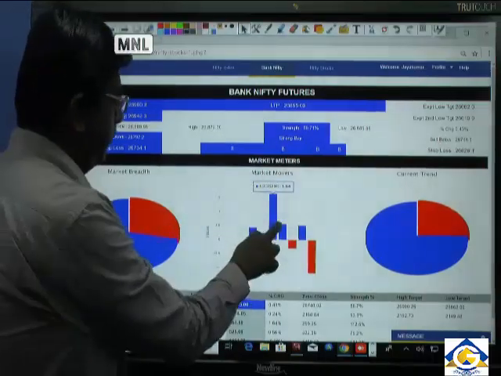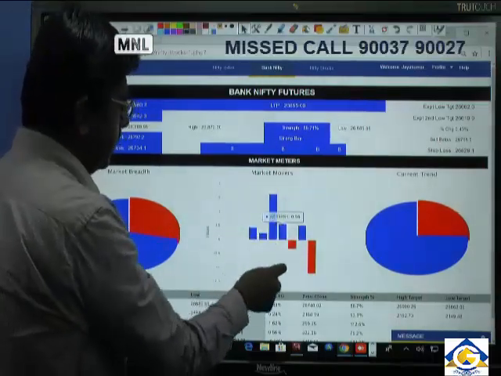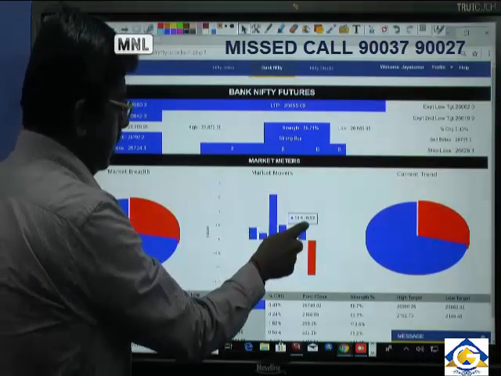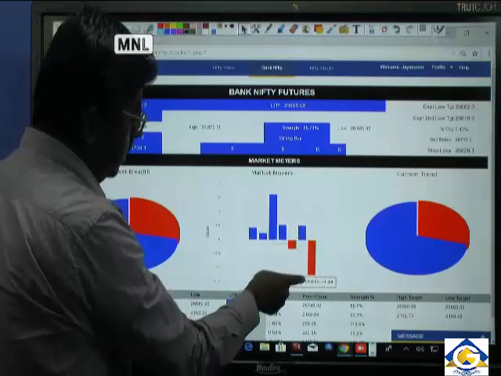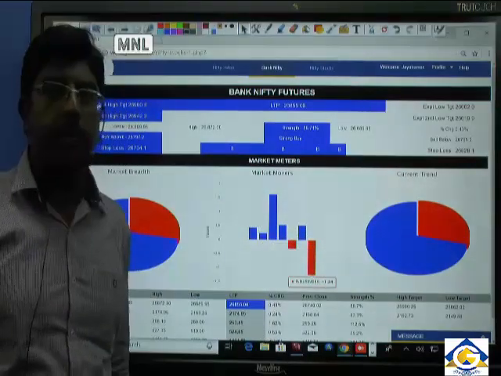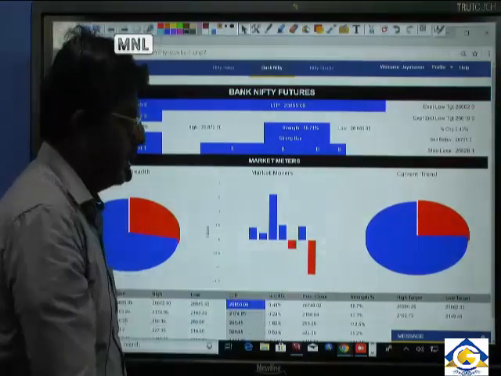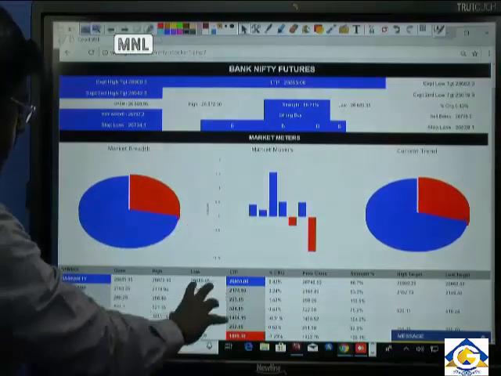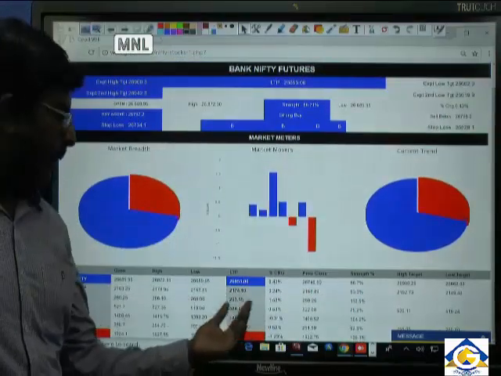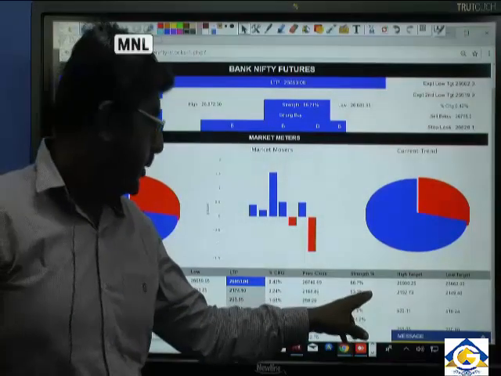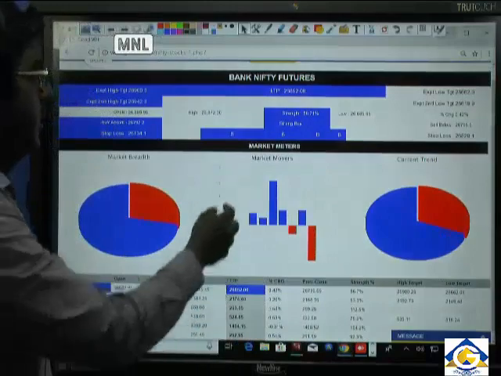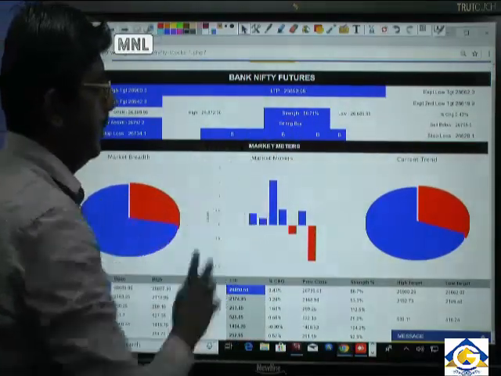So you can see which banks are moving the index up. ICICI Bank, Axis Bank, HDFC Bank, SBI. Which is pulling down, you can see IndusInd Bank. It is almost more than 1% down. If you scroll down, you can see the bank stocks in detail: the LTP, low, high, and the strength column. As I explained before, the concept of strength is the same here.